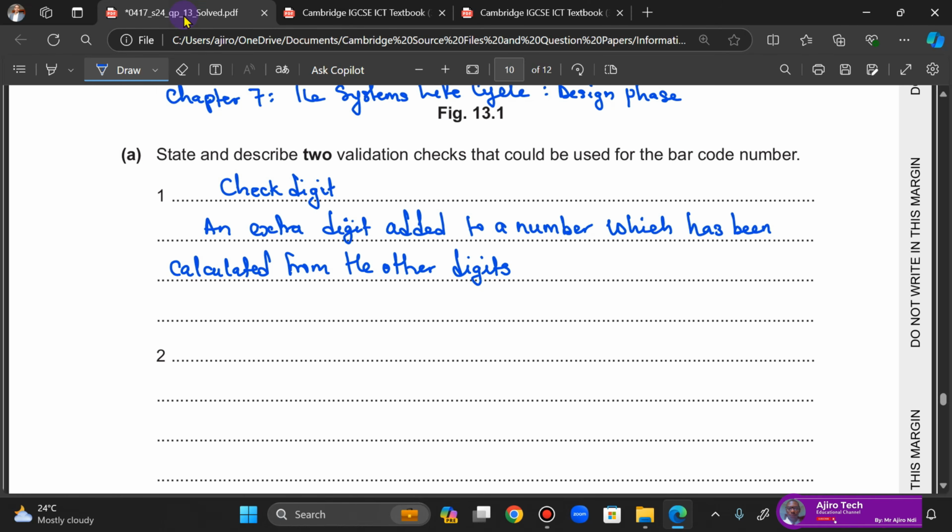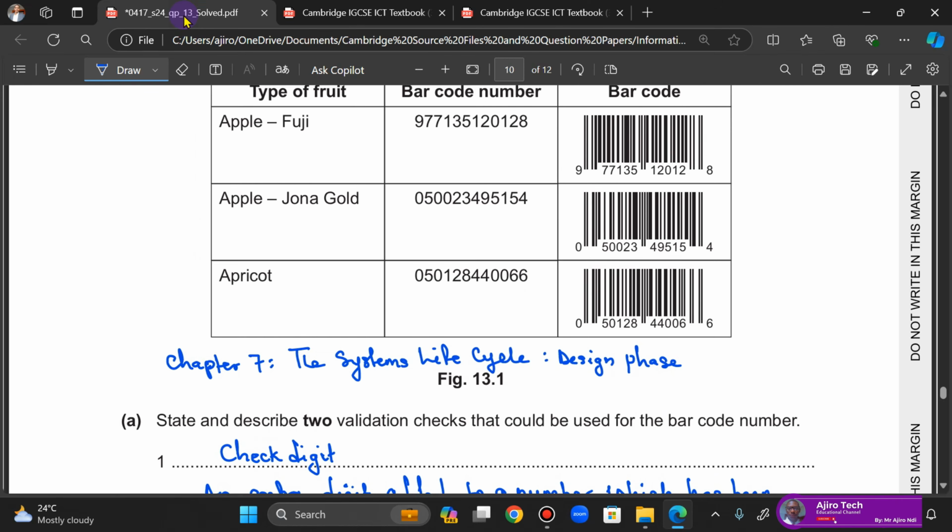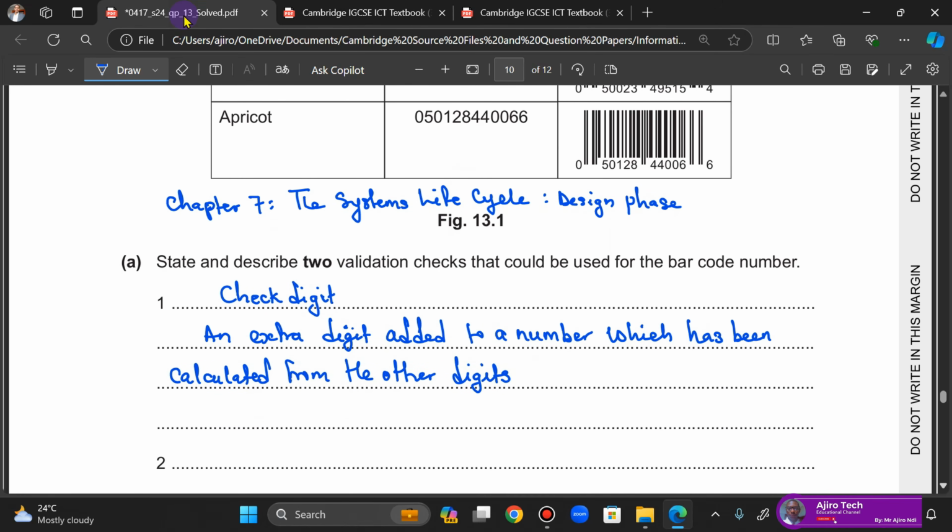Okay. So the whole idea is that it ensures the rest of the number is correct. And you see that there. It ensures, don't look at it, the extra digit that is added to a number which is calculated from the other digits. So it ensures that the rest of the numbers is what? Correct.